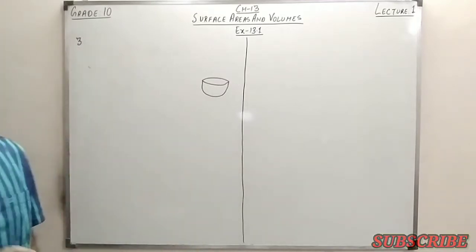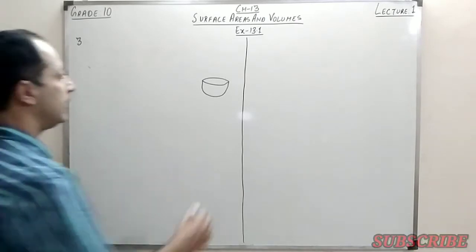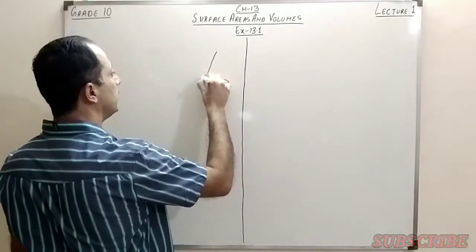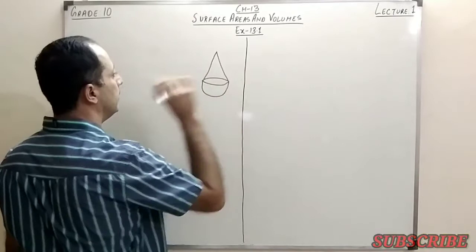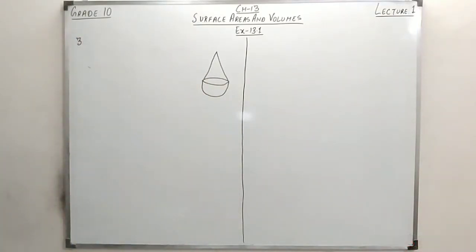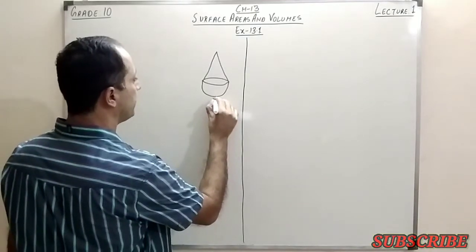Right, and over the hemisphere what we have, a toy is in the form of a cone of radius 3.5 mounted on a hemisphere of the same radius. So we have a toy, and this is a cone over it, something like this. Right, so they have a common base basically here. Now what is given to us is that the radius of this thing is 3.5 centimeter.